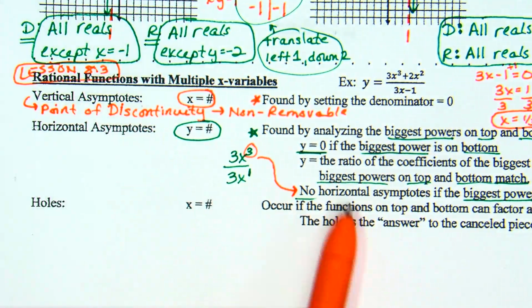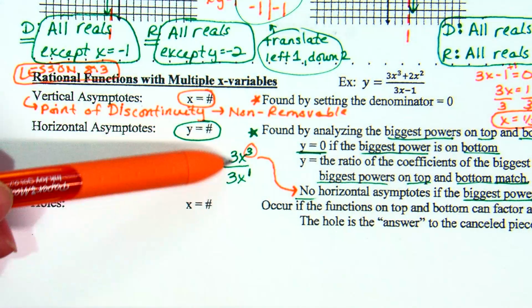What are the coefficients of these terms? These whole number 3's outside, or out front. And what is 3 over 3? 1. Okay, so those are your different options, and we'll practice some with those, but those are your different options of what can happen with horizontal asymptotes. Okay? Questions there?